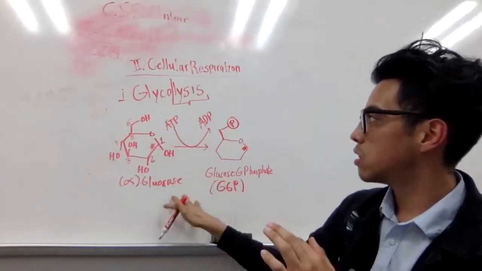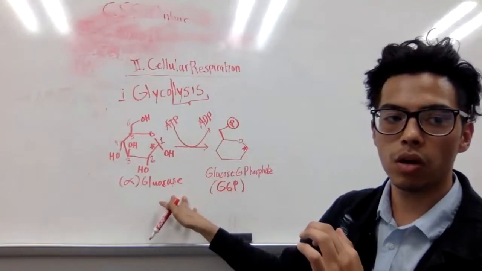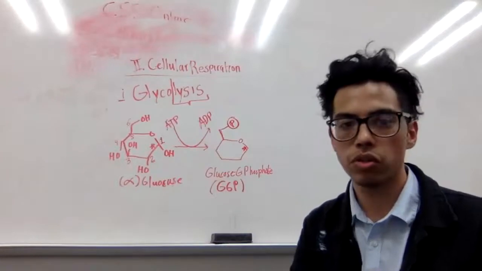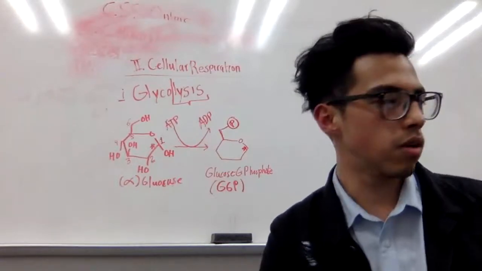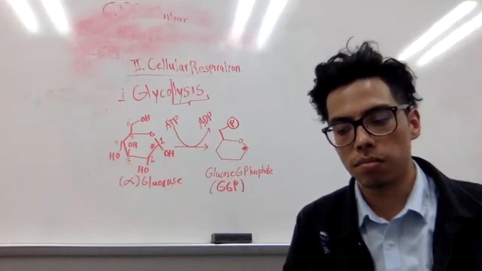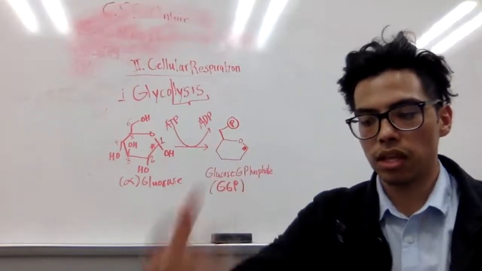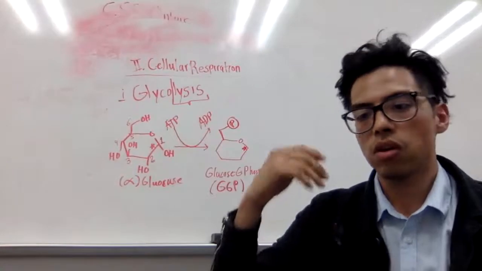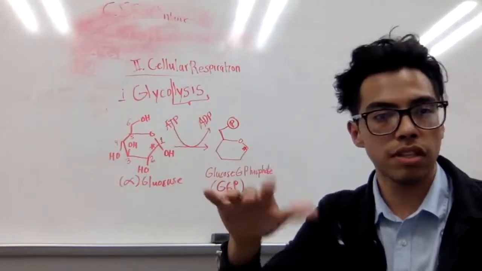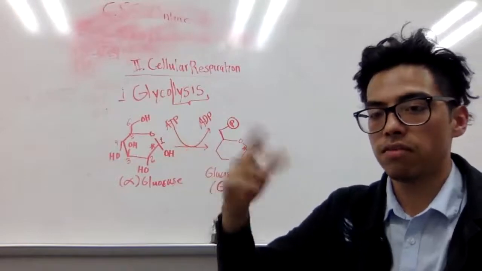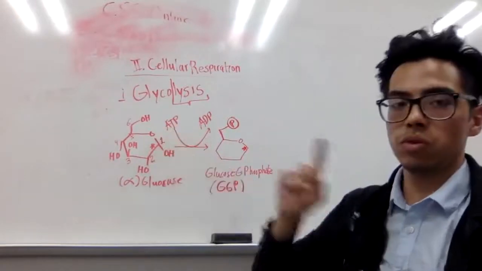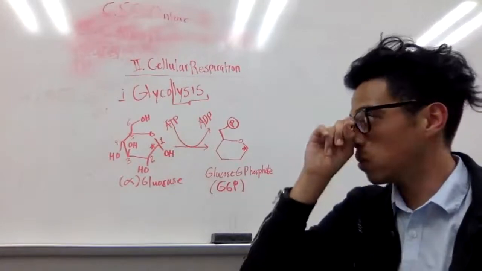Now, this is what we call an energy investment phase. And, similar to investments on Wall Street or investments in your future, that's when you put something into, let's say, an account, or in this case, a molecule, so you can reap the benefits later, and you'll see that we'll get benefits from this later on. But basically, the investment is that we're using one ATP molecule in this step.